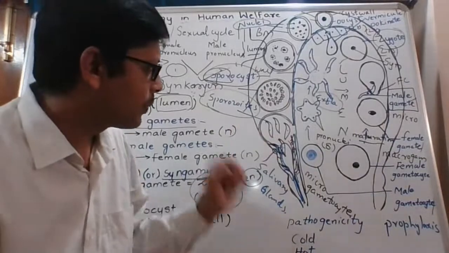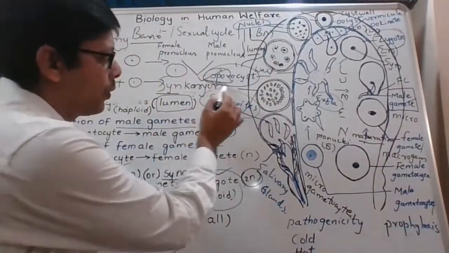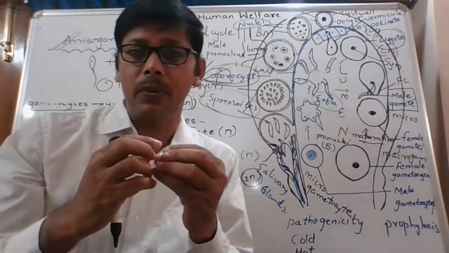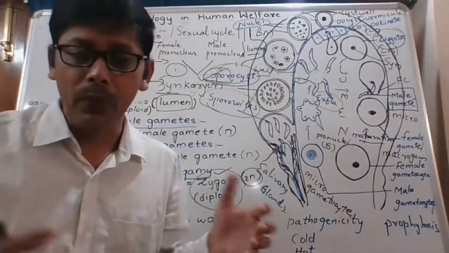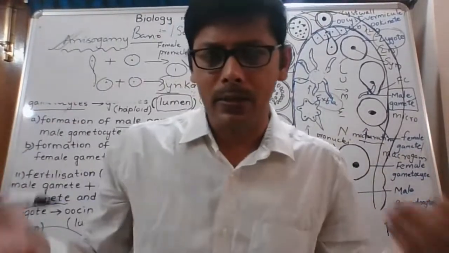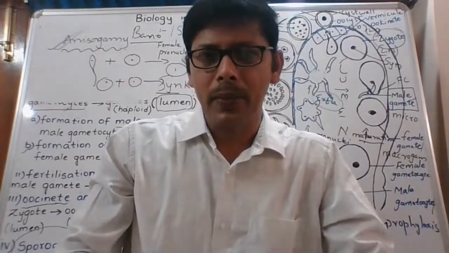Now these are called sporozoites. The sporozoites are liberated from the sporocyst. The wall of the sporocyst breaks and releases sporozoites. Where do the sporozoites release? The sporozoites are released into the hemocoel. What is meant by hemocoel?